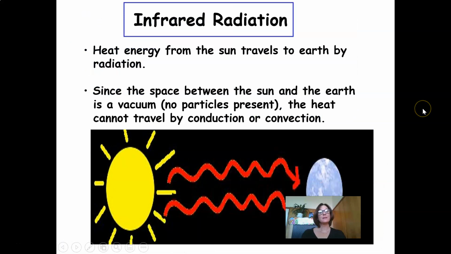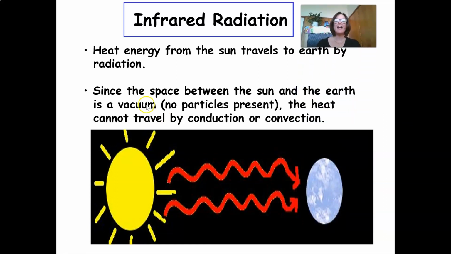So heat energy from the sun travels to Earth by radiation. Since the space between the sun and the Earth is a vacuum, which means no particles are present, the heat cannot travel by conduction or convection. Now remember, conduction is the transfer of heat through a solid, objects that are in direct contact with each other, and convection is the transfer of heat through fluids, in other words, a gas or a liquid.